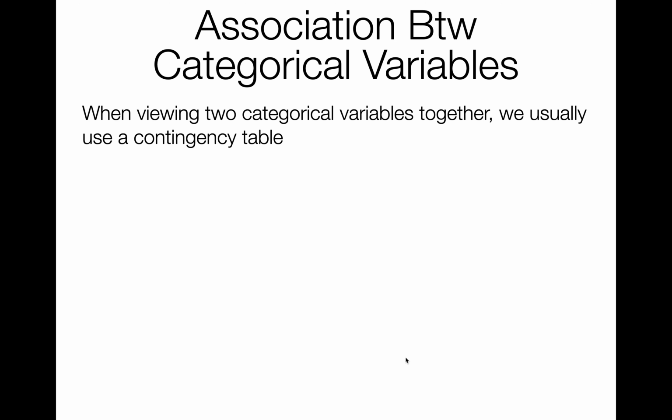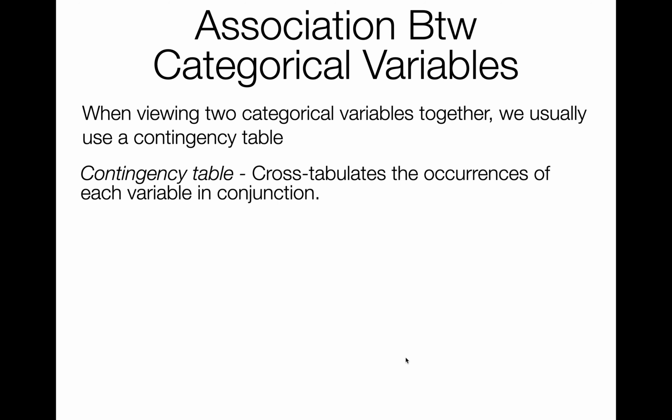Let's start by looking at the association between two categorical variables. So when I view two categorical variables together, the sort of device or graphical thing that we use to look at them, or rather their numbers, is called a contingency table. So what is a contingency table? What does it look like? A contingency table cross-tabulates the occurrences of each variable in conjunction.